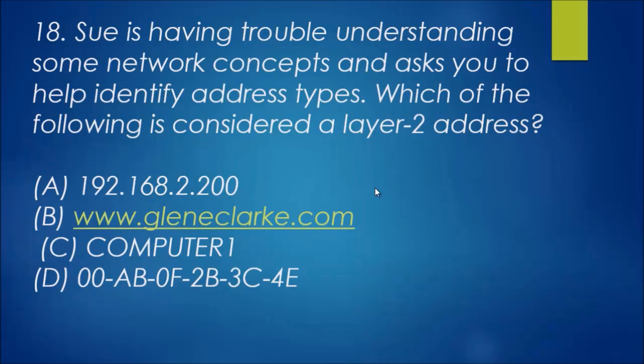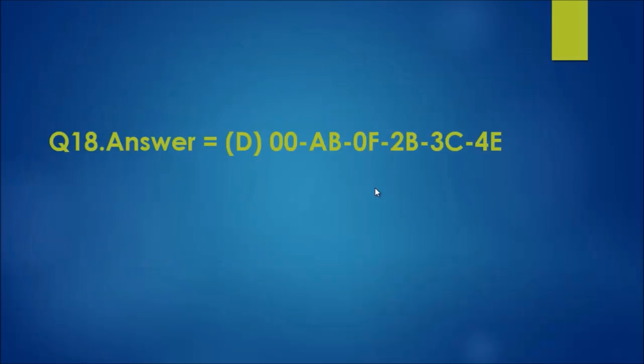Sue is having trouble understanding some network concepts and asks you to help identify address types. Which of the following is considered a layer 2 address? Now let's remember, layer 2 is dealing with MAC addresses. So if you look at the first three, none of them resemble a MAC address, so D will be the answer, which is that MAC address there.